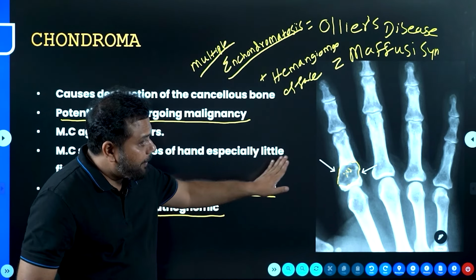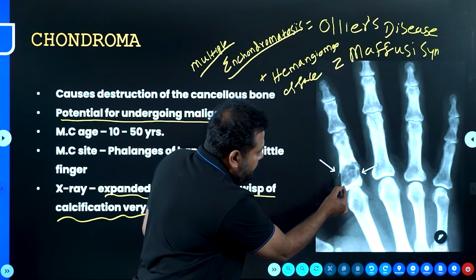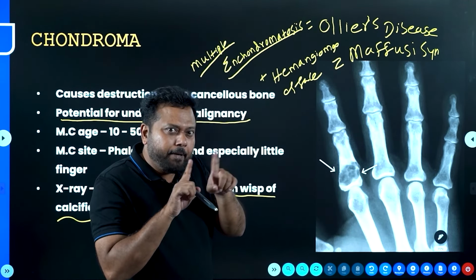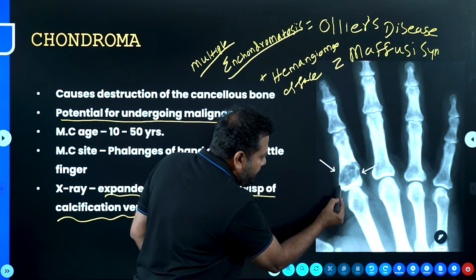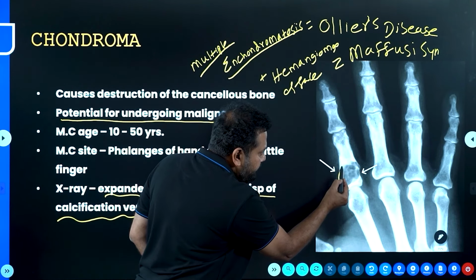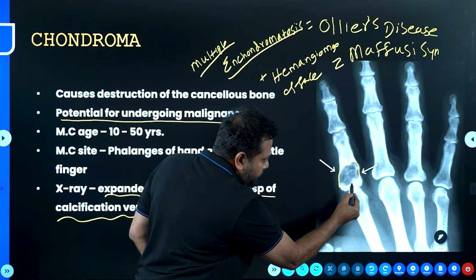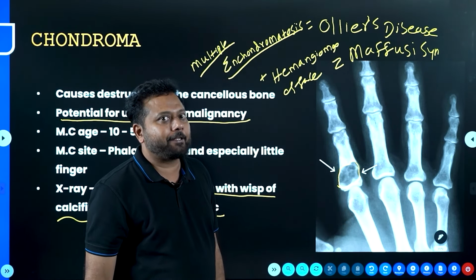And one more thing, I will erase and show you, just to follow. See, it is expanded, but nowhere are you seeing breaching of the cortex. There is no breakage in the cortex. The cortex is completely intact. This again is very characteristic.